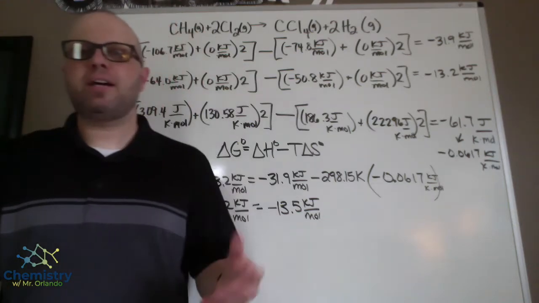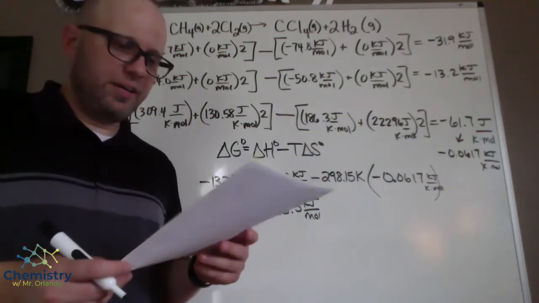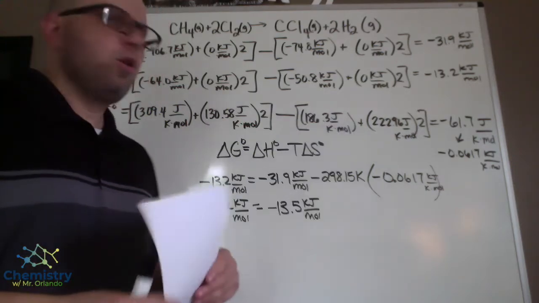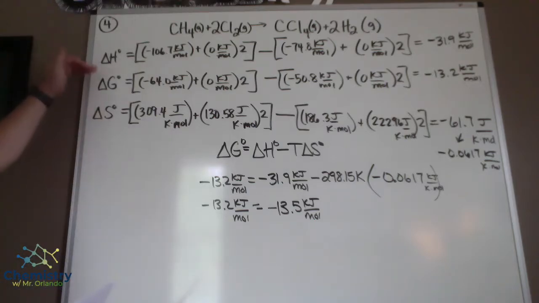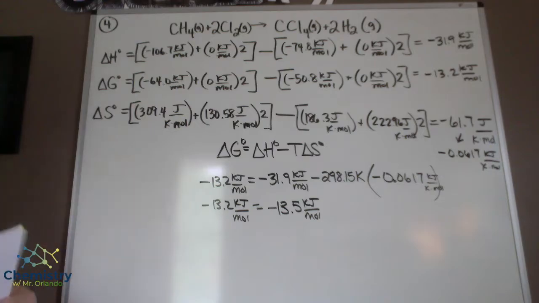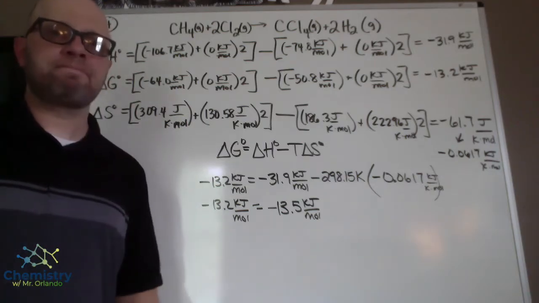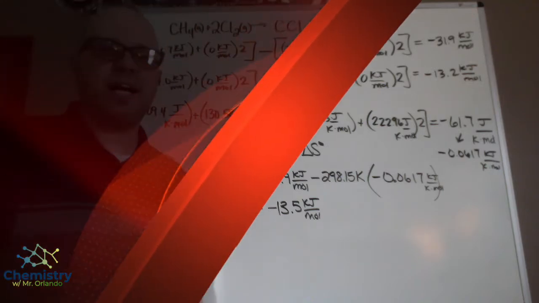But being off by a couple of decimals, by a couple of tenths actually, is not anything of concern. All right, so there you have problem number 4. We had delta H, delta G, delta S. We solved for each of them, and we plugged them into this equation to verify. I'll be back with our last problem, which is problem number 5.